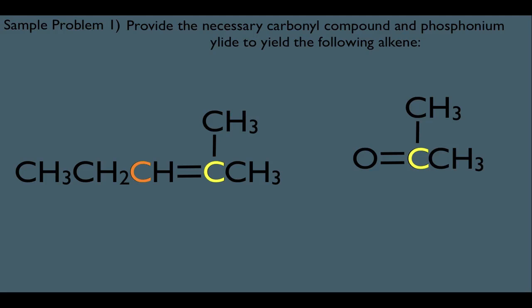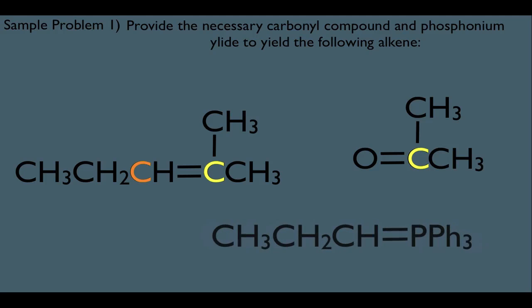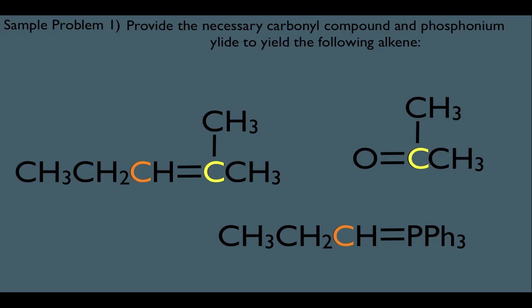Now, to take care of the other side, the phosphorus ylide side, we simply take our orange carbon and double bond him to a phosphorus PPh3 group, like this. Notice he has his 2 carbons connected to him in the product, so they would also have to be connected to him originally in the phosphorus ylide. So this would be the answer. This particular combination would give us the best possible yield.